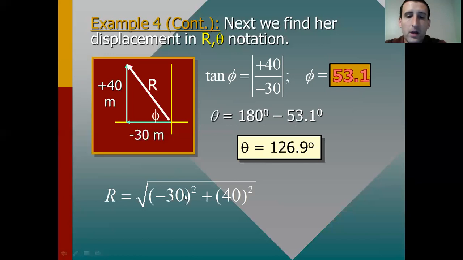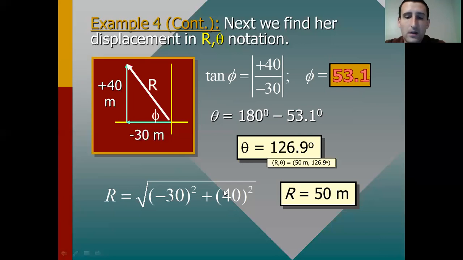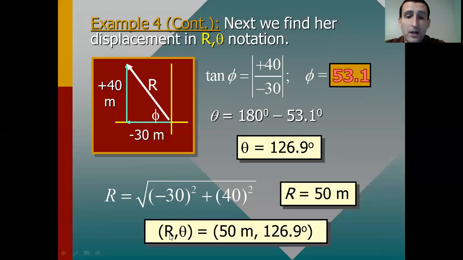And then we do a squared plus b squared equals c squared, or in this case, x squared plus y squared equals r squared. Solving for r, we take the square root, and we get 50 meters. So r comma theta notation, or polar notation, is 50 meters comma 126.9 degrees.